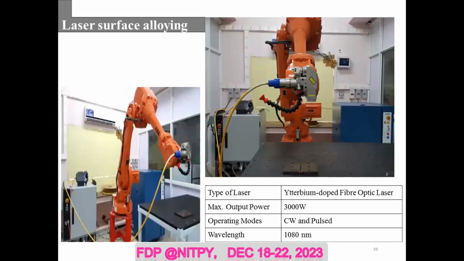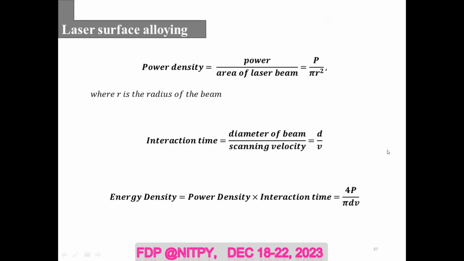And this is the laser surface alloying setup, the IPG fiber optic laser. It has a 3 kW continuous wave, and we can also operate this laser in pulsed mode. The wavelength of the laser is 1080 nanometers. And these are the parameters we considered while optimizing the laser alloying: the power density, the interaction time, and the energy density. So these are the major parameters we considered during the laser alloying process.